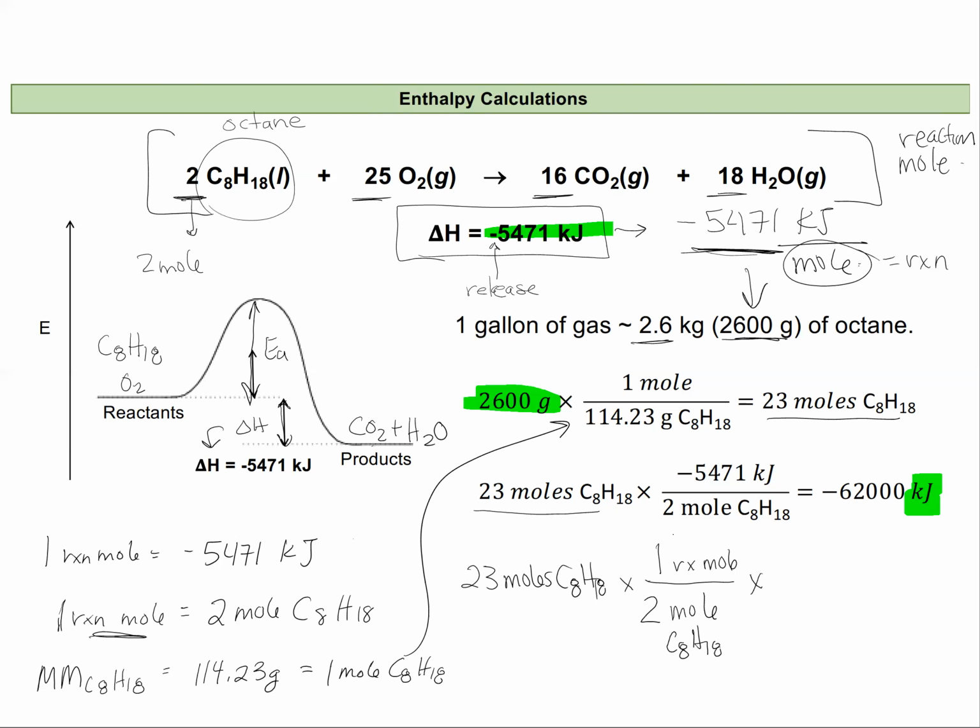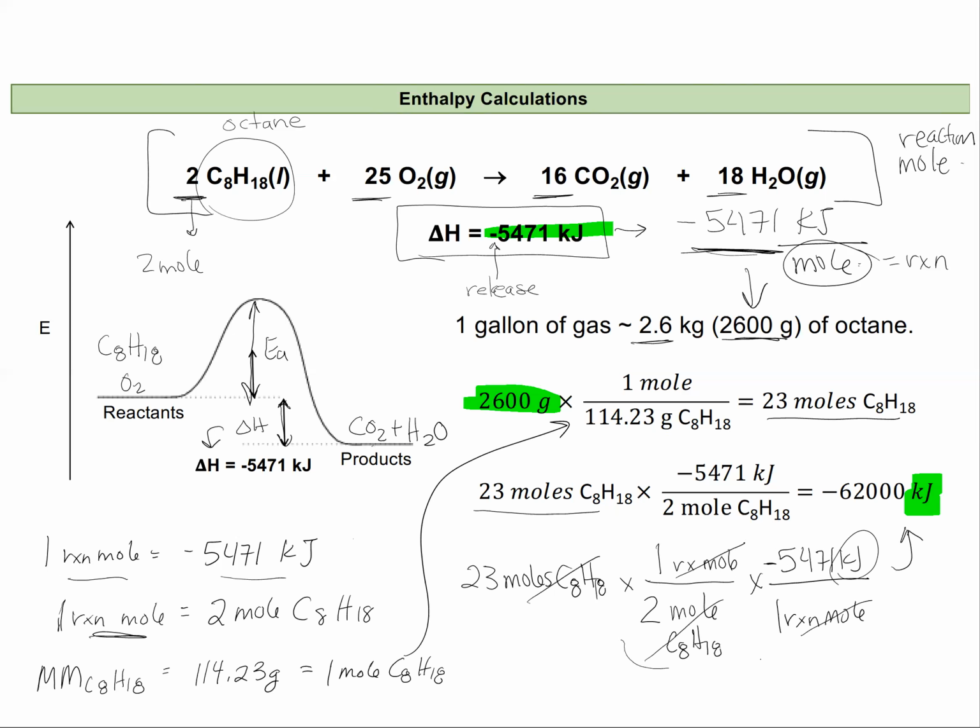And then I want to convert into joules, which I can do with this enthalpy. So times 5,471 kilojoules, it's negative, by 1 reaction mole. So these are going to cancel my reaction moles. My moles of octane will cancel, and I'll be left with units of kilojoules. And that's going to equal negative 62,000 kilojoules.